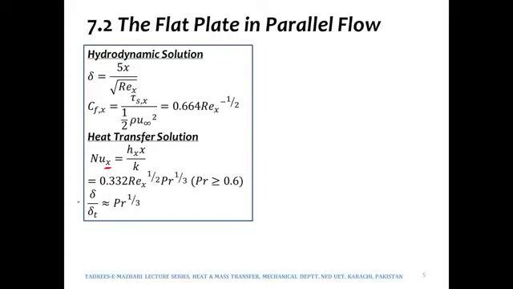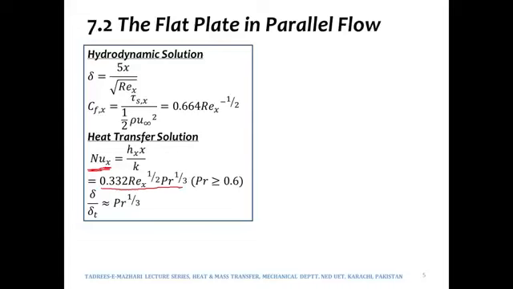And another expression worth looking at is that delta over delta T is approximately Prandtl number raised to the power 1/3. Kindly note that over here it is Nusselt number X. This expression for Nusselt number will be used if the flow is taking place over the flat plate, and if the flow is laminar over the entire plate. And this expression will give us the value of the local Nusselt number, right?